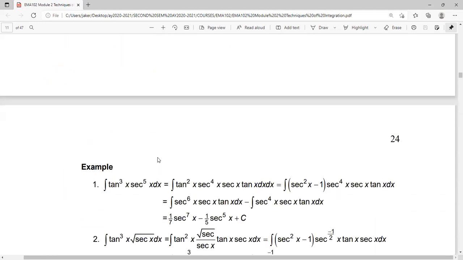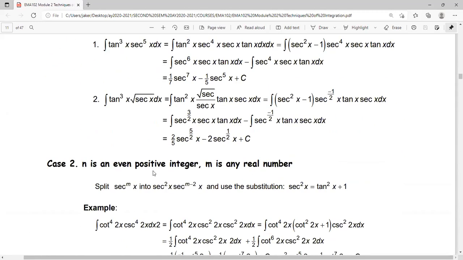Now for case 2, it's the other way around. This time, m is any real number, and that's the exponent of the tangent or the cotangent. But this time, the secant or the cosecant is having an even positive exponent. Okay, so those are the things that we have covered, the last topic that we have covered last meeting.